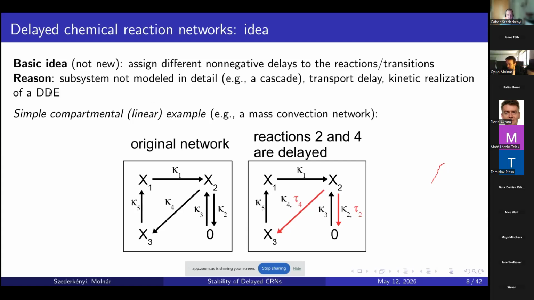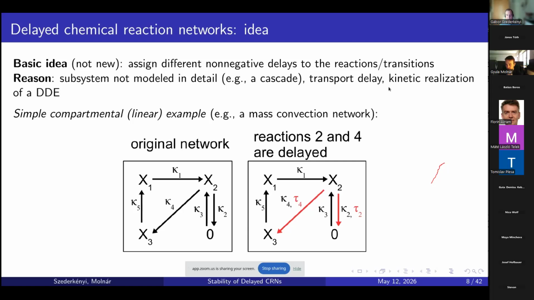And what can be the reason for a delay? Well, in most of the cases, it's not very chemical, we have to say. So for example, we do not want or cannot model a subsystem in detail, for example, a cascade or a more complex subnetwork. This can form some kind of delay formally. In a compartmental system, we can have transport delays. This is physical.